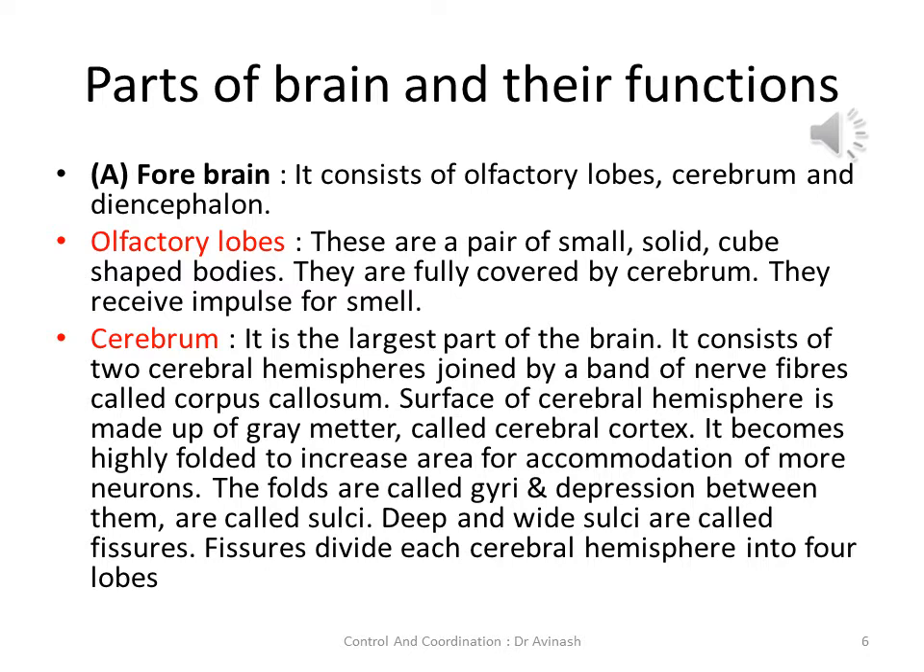A fissure is like a curve between two hills. Fissures divide each cerebral hemisphere into four lobes. So here in the forebrain there are four lobes having different functions.